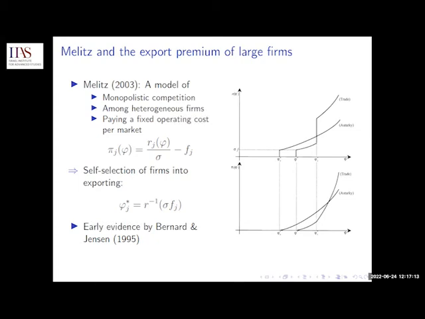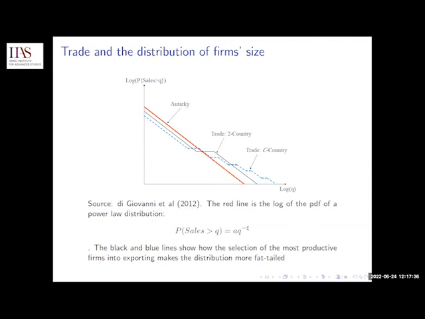The Melitz model was published in 2003, but we already had some evidence at the time that this type of selection of firms into exporting, that indeed there is heterogeneity across firms in terms of their participation to trade. So this is what the Melitz model tells you.